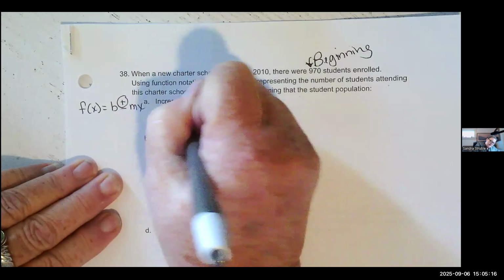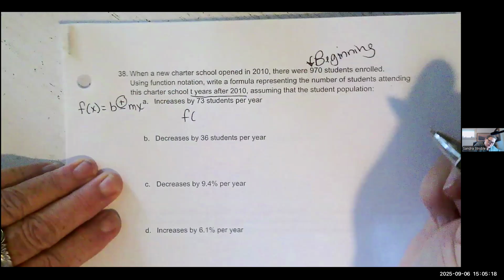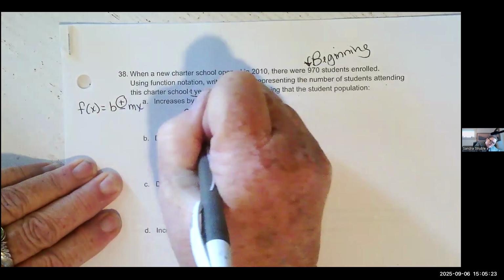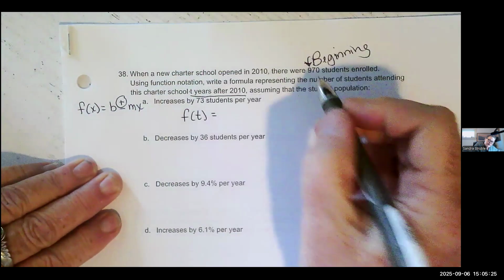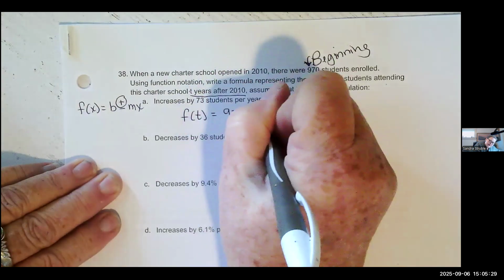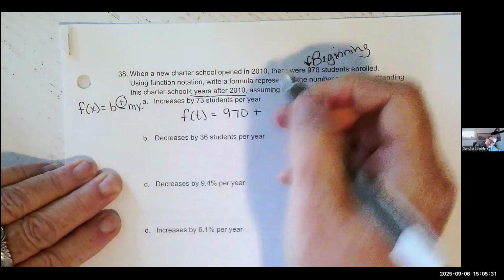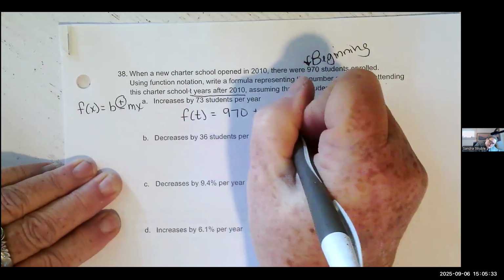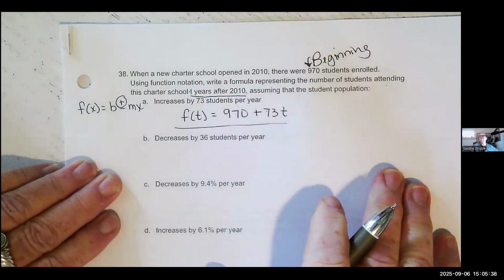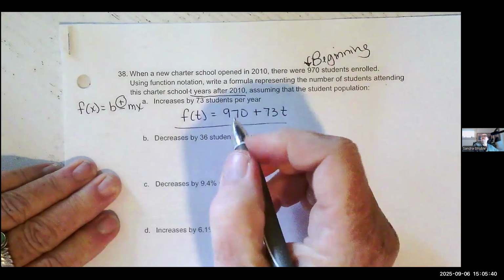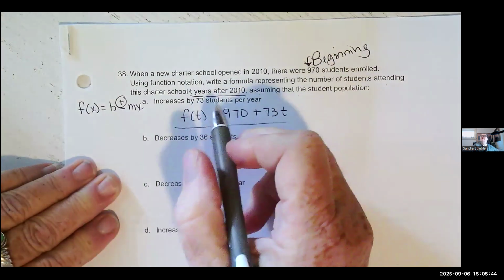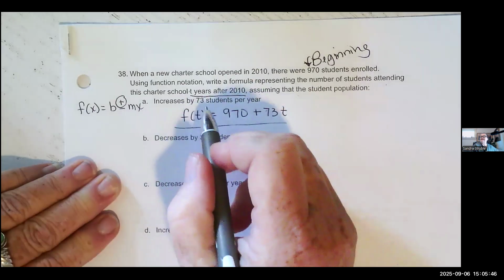So f of x, what are they using here? Are they using a function? They're not telling us. They're using t, so f of t. The initial value was 970. That's our b. And it's increasing by 73 students per year. There's my linear function. Okay. I know it's not exponential because there's no percent, there's no doubling happening. It's the same exact number every time.